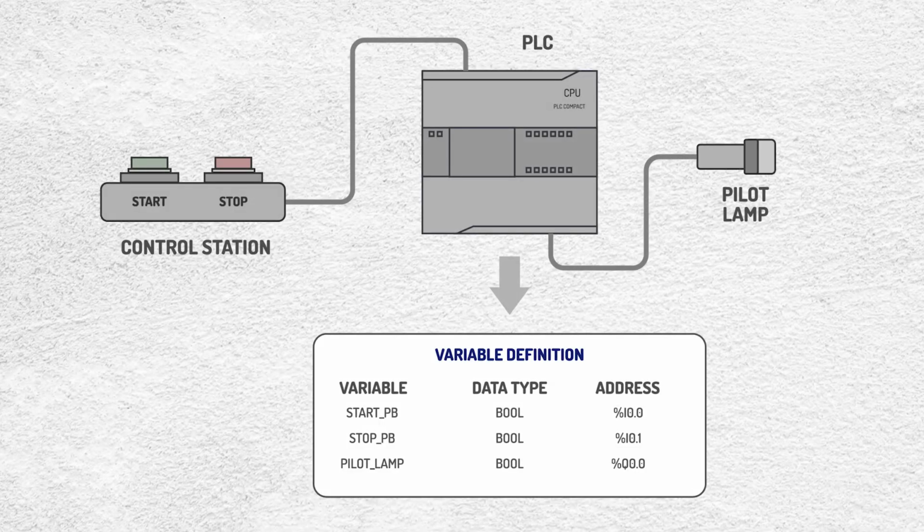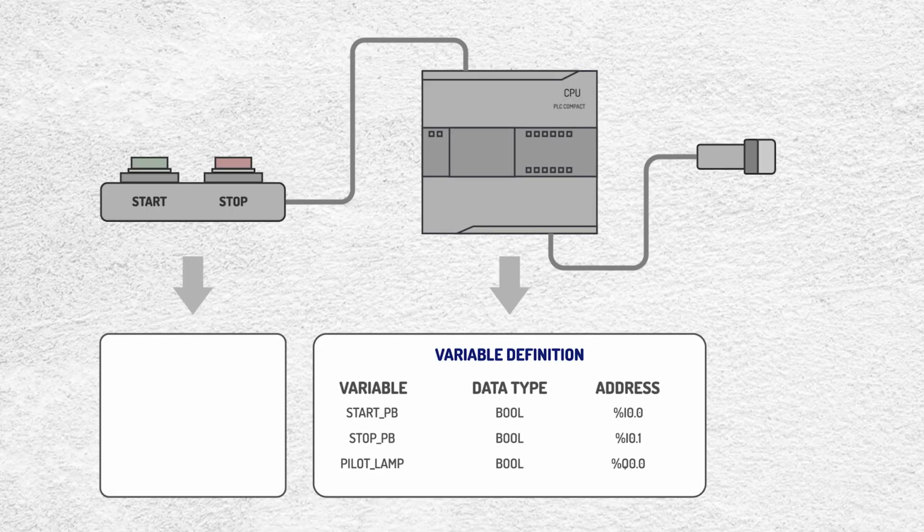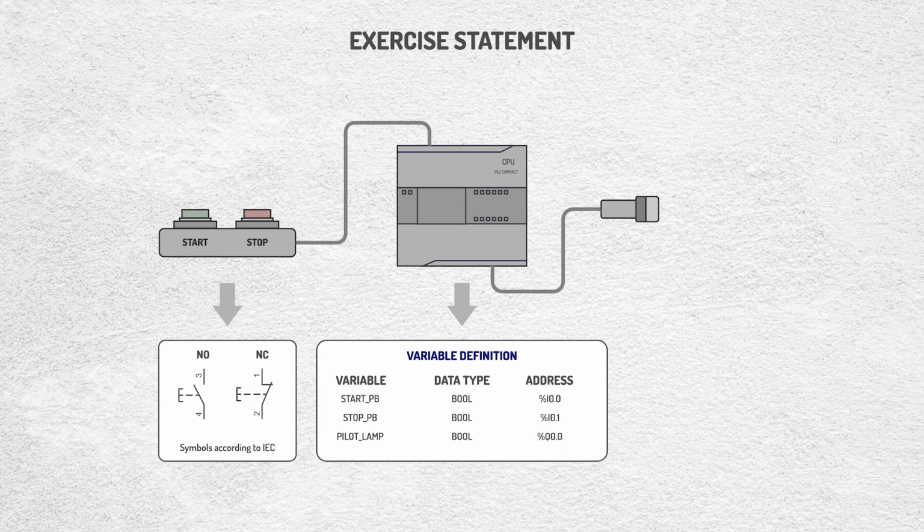Before continuing with the programming, it is important to consider the physical contact type of the buttons since this directly influences how the contacts or instructions are defined within the control program. In this example, we will assume that the start button has a normally open, NO, contact, while the stop button has a normally closed, NC, contact. With this clear, we will proceed with the implementation of the program.